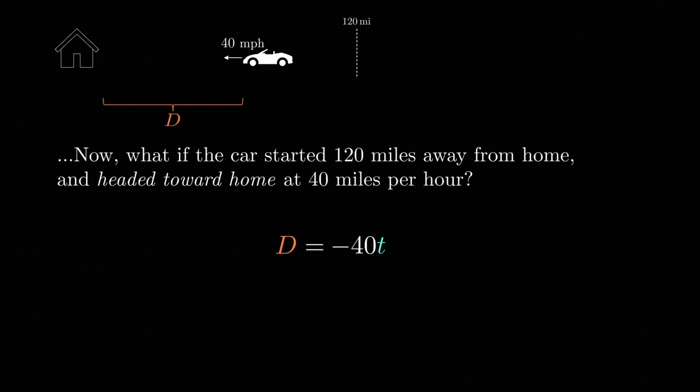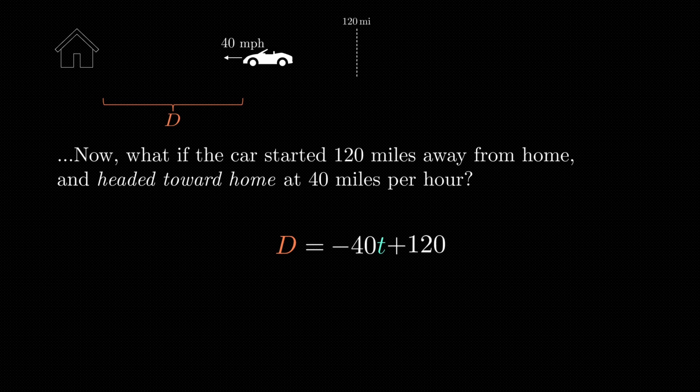When we plug in 0 for t, the value for d should be 120. But we have a problem. When we plug in 0, we get that d is equal to 0, which is not the 120 the situation requires. There is fortunately a quick fix. I can just add a positive 120. Now when I plug in 0 for t, d is equal to 120. In the end, we logically came up with this equation: negative 40t plus 120.